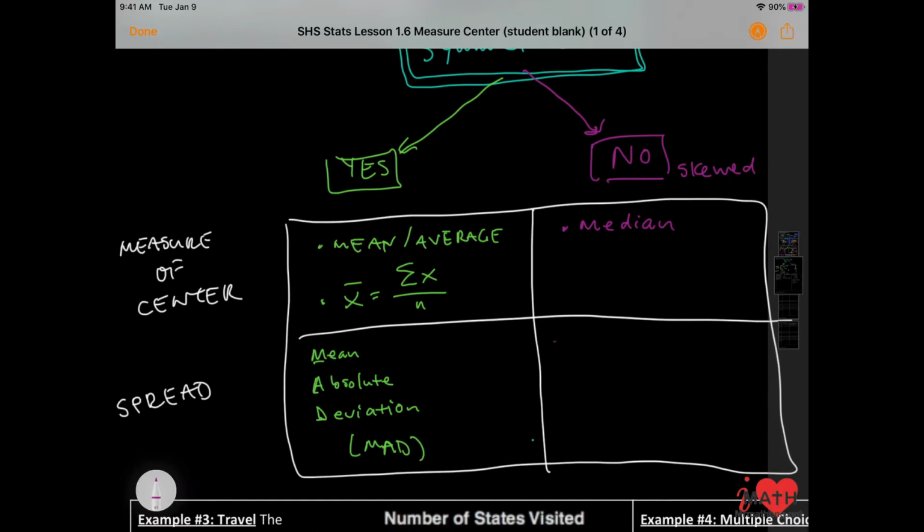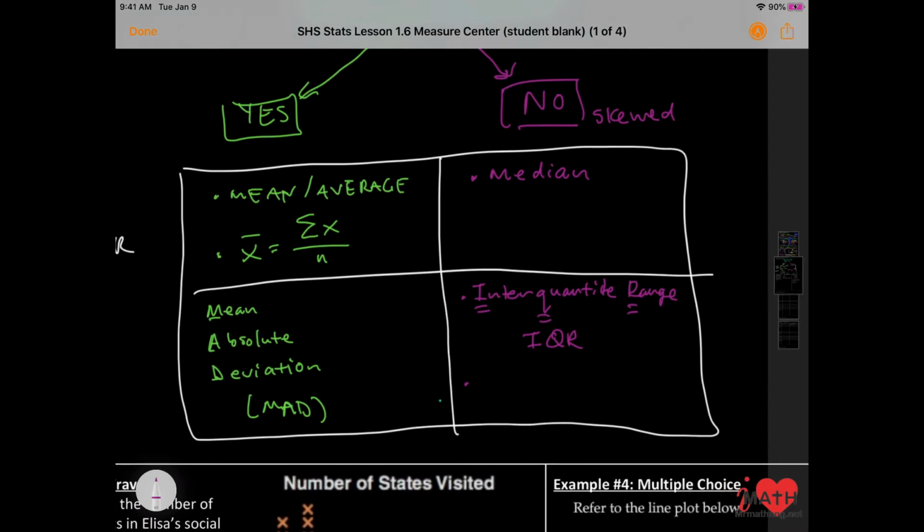And then something we're going to learn later on is called the interquartile range. And that is abbreviated by IQR. And basically, this comes from a future lesson, but I just want to write it here so you kind of see the 5-number summary.